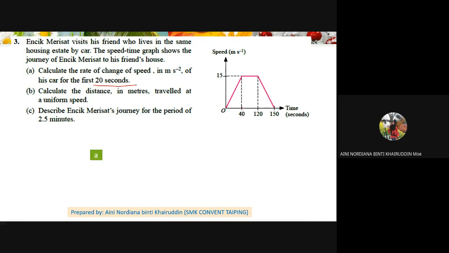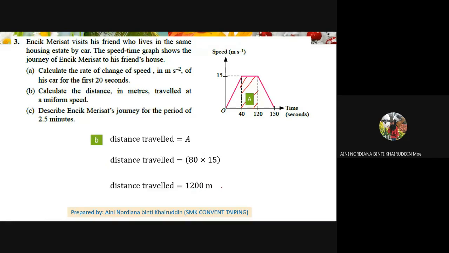but here it shows 40 seconds. But it's okay, you can calculate this gradient because the value for 20 seconds also equals the value for 40 seconds, since it is in the same gradient. So you can calculate this gradient. You'll get 3/8 meter per second square, or you can give your answer in decimal. B, calculate the distance in meter traveled at the uniform speed. So only this area. Answer 1,200 meter.